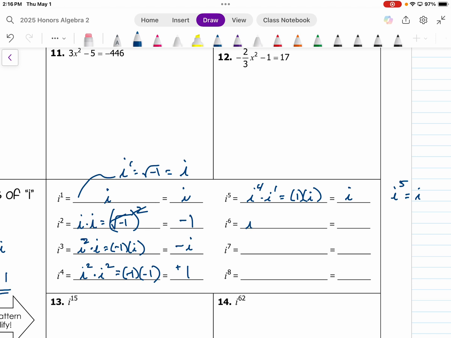I to the sixth I can replace as i to the fourth times i squared. Well, that's a positive 1 times a negative 1. So that's just negative 1. So i to the 6 is equal to negative 1.